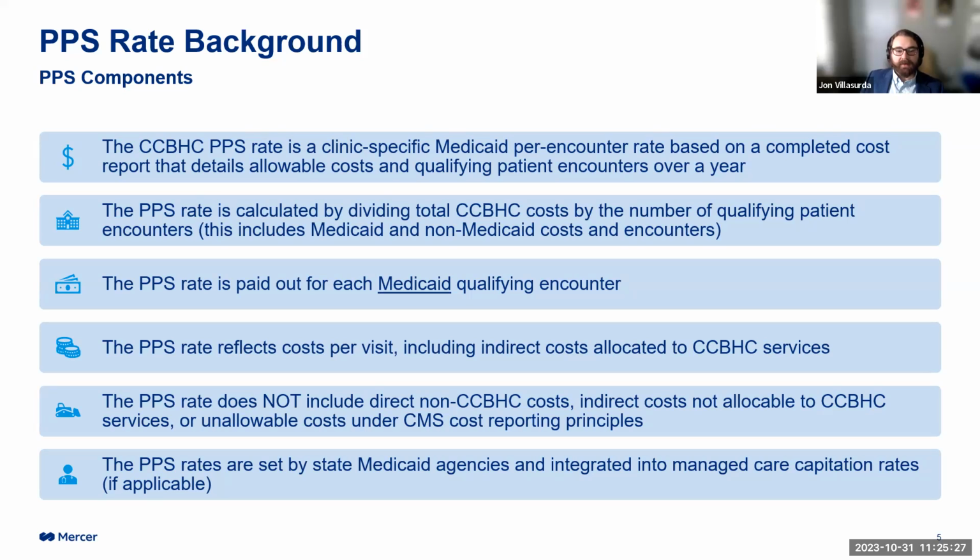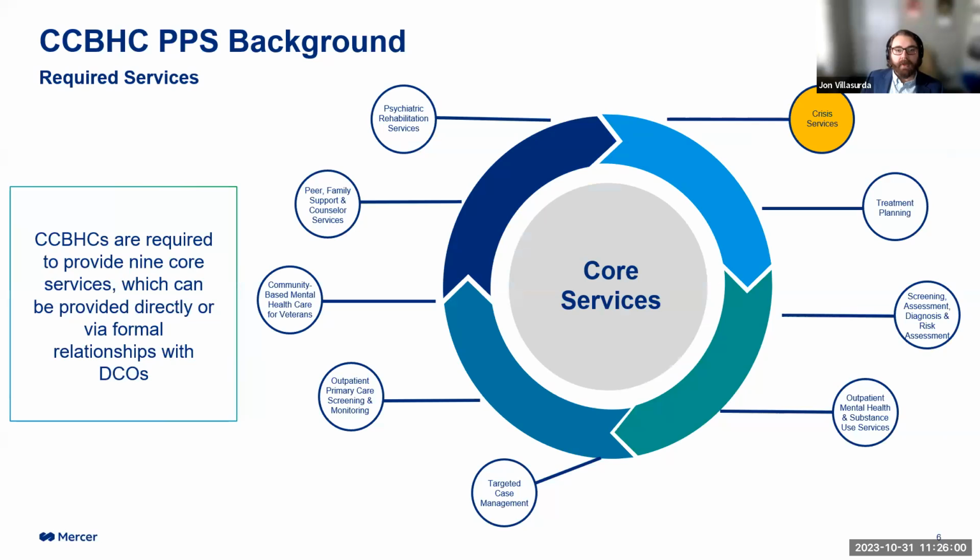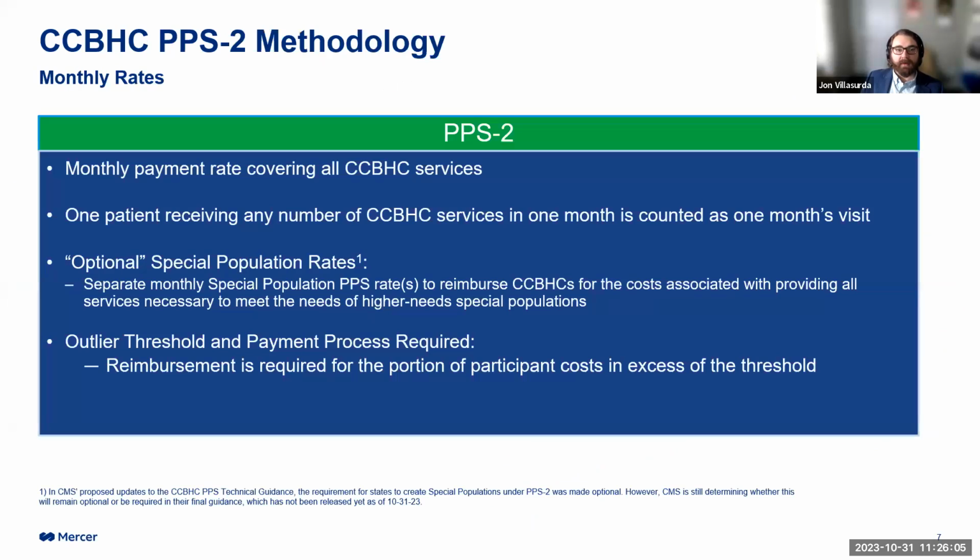The rate reflects cost per visit, and that does include indirect cost allocated to CCBHC services, which we will get into more of in this training. It does not include direct non-CCBHC cost, indirect costs that are not allocable to CCBHC services, or costs that are unallowable under CMS cost reporting principles. The rates are set by state and Medicaid agencies and integrated into MCO rates, but those are not applicable here. Next slide. We talked about this already, so I'm not going to go over this again. So I think we can move on to the next slide.